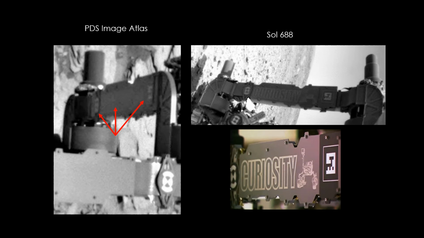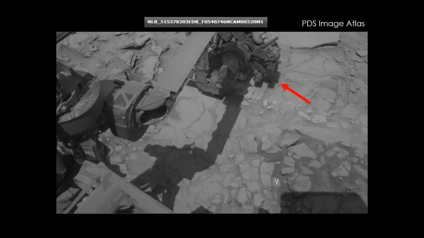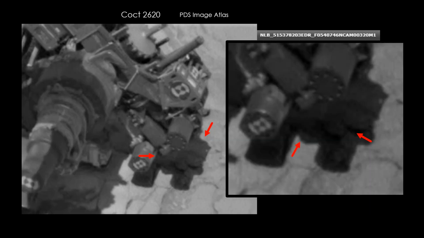The image on the right is another comparable one where the arm was positioned in a similar angle and the name is easily read. Here is another example of Curiosity's robotic arm extended with clear shadows on a sunny Martian day. However, all is not as it appears. In a closer view, what was originally perceived as a shadow is something else.